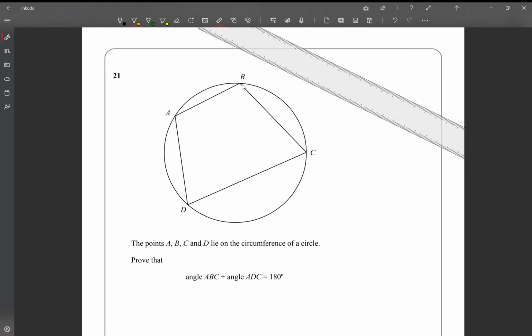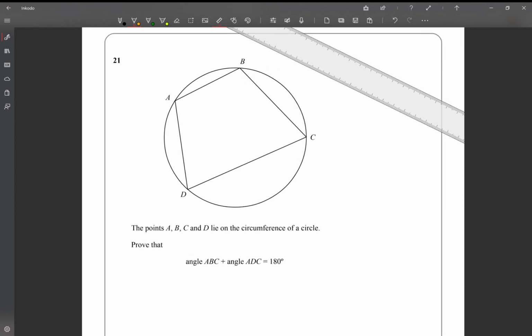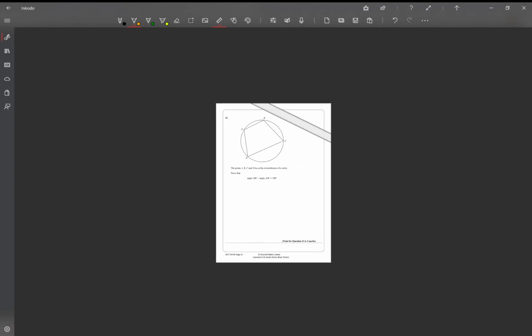Okay, so here is a question using circle theorems. You'll see it says the points A, B, C, D lie on the circumference of the circle, and it's a proof that angle ABC plus angle ADC equals 180. We should know that, but it's asking you to prove why that's what happens. So I'm just going to pause it there for a second if you want to have a go.